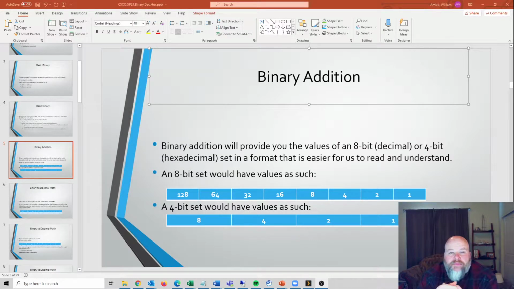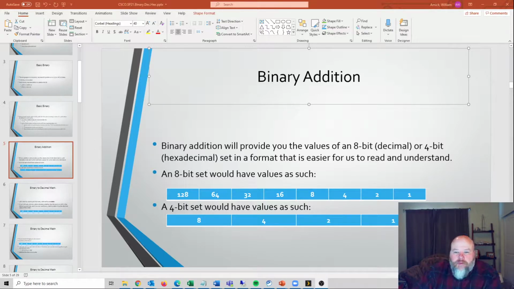Welcome to Binary and Decimal Math. In the last video with Binary Math Basics, we talked about how binary is the language of computers and it represents a value state of on or off. So every binary place has two possible values. Now, in our world in IT, we work primarily in two different versions of this. Either in an 8-bit set known as a byte or a 4-bit set known as a nibble.